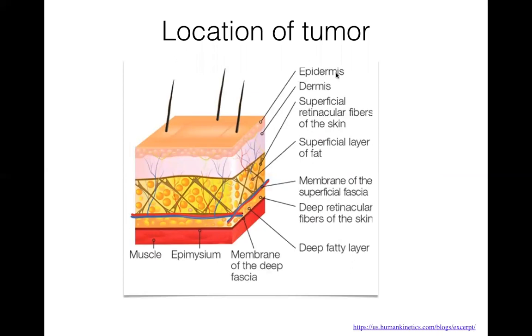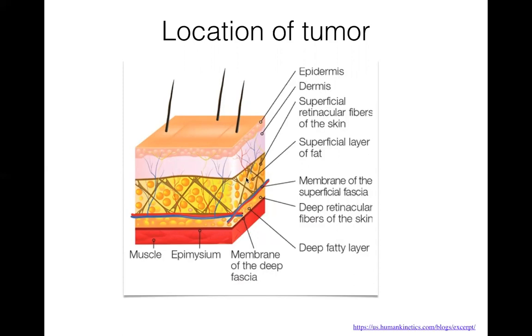Now, as I said, the first is the location of the tumor. So whether it is in the dermis, in the superficial layer of the dermis, or in the superficial fat, all these are going to constitute your superficial tumor. Whereas once the tumor goes beneath the deep layer of the fascia, once it goes into the deeper regions, it is known as a deeper lesion of the soft tissue. And if the lesion is deeper, again the chances of it being malignant are more.